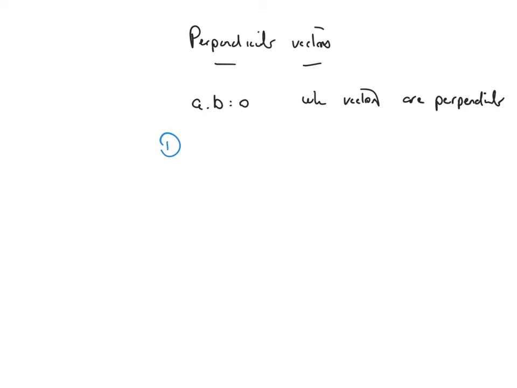So let's look at example 1. Vector a is 3i plus 2j minus k. Vector b is i minus 4j minus 5k. And we need to show that they are perpendicular.